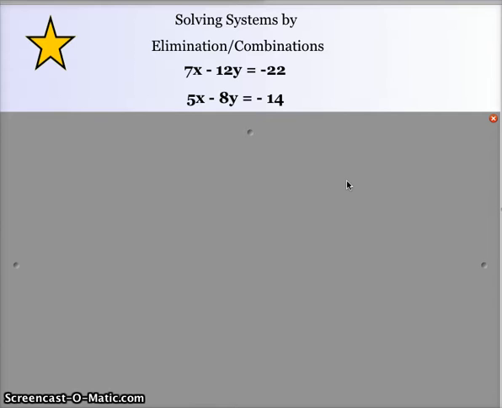This one has a little more work involved. 7x minus 12y equals negative 22, and 5x minus 8y equals negative 14. So again, there's nothing to rearrange. I have x's, y's, equal signs, and numbers lined up, but nowhere do I have opposites. So one way to do this is to try to find the least common multiple that can cancel out.